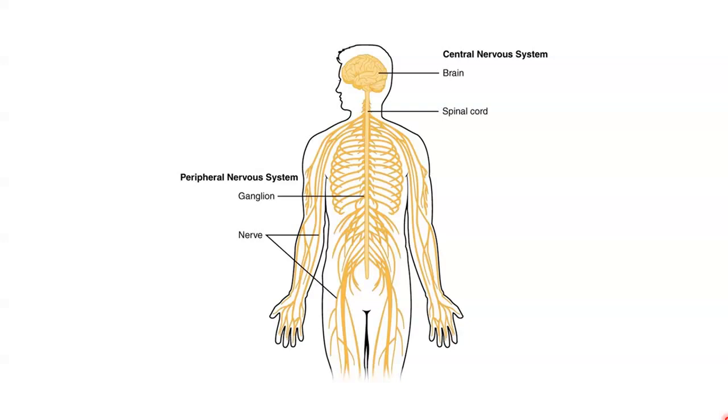Nerves enter and exit the spinal cord in pairs and extend out to various parts of the body where they transmit sensory information from receptors to the central nervous system and motor output from the central nervous system to the effectors.